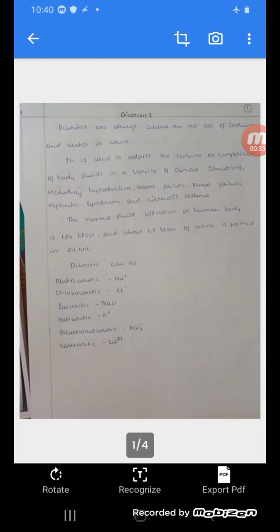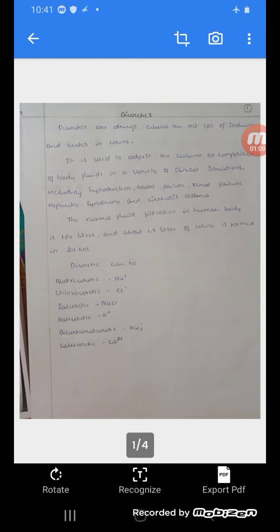The normal fluid filtration in the human body is 180 liters. About 1.5 liters of urine is formed in 24 hours. Diuretics can be natriuretic, a condition in which sodium is excreted in the urine. Coming to chloruretic, there will be increased excretion of chlorides in the urine. Saluretic promotes the renal excretion of sodium and chloride ions.